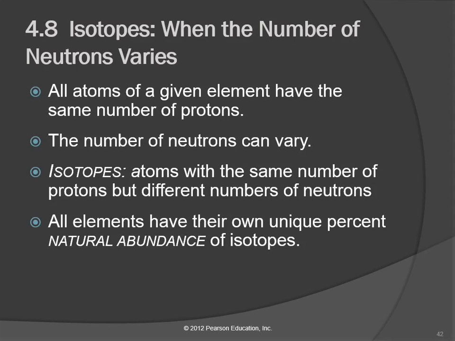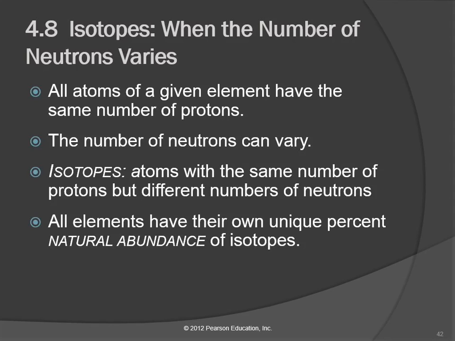We can't predict from the periodic table what the isotopes are or how many there are. Most elements have at least 2 isotopes. And the relative abundance of the different isotopes is fairly constant over the entire planet.